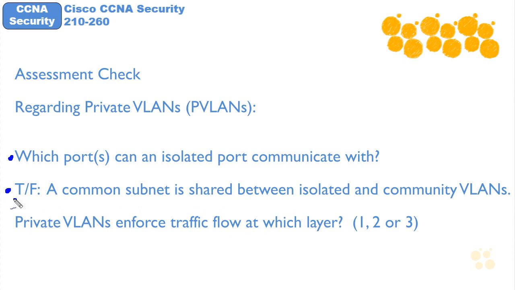Question number 2 is a true or false. A common subnet is shared between isolated and community VLANs. Now, the word that's a little bit misleading, I suppose, is shared, but in the big picture, the entire private VLAN scheme is sharing a single subnet. So even though ports in community and isolated VLANs cannot communicate directly with each other, they are still sharing a layer 3 common IP addressing scheme.